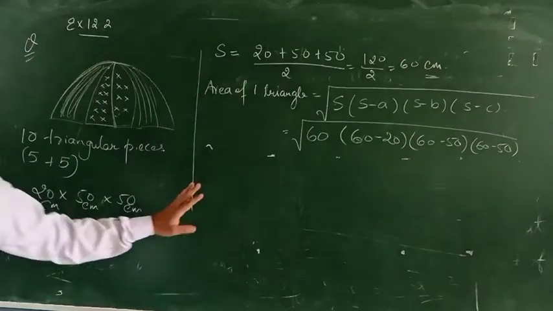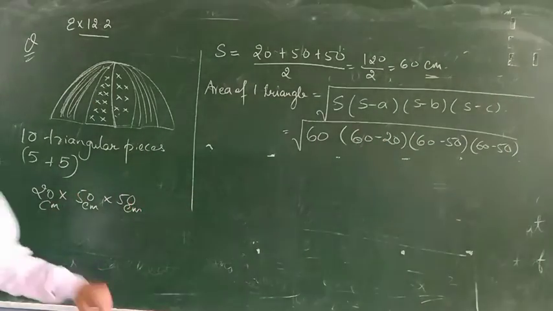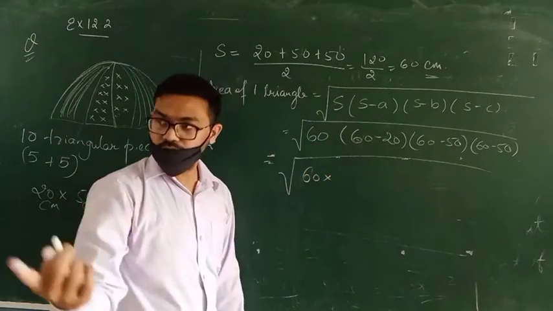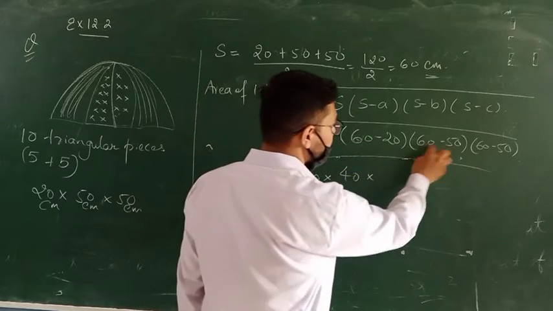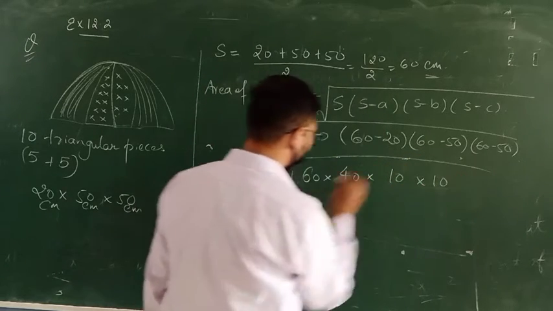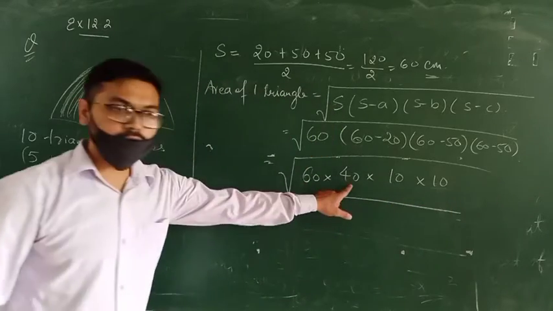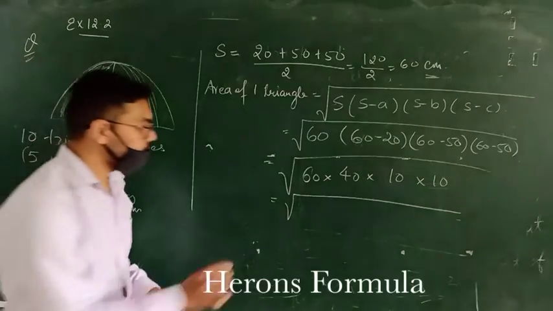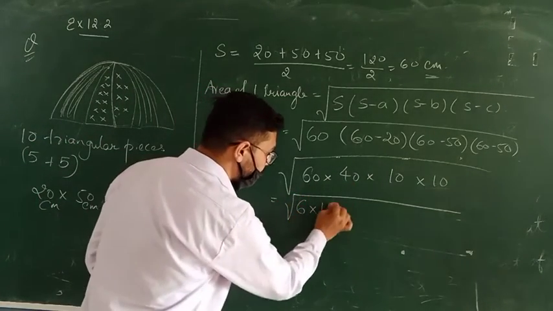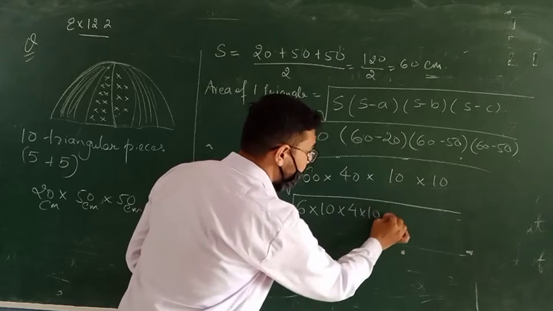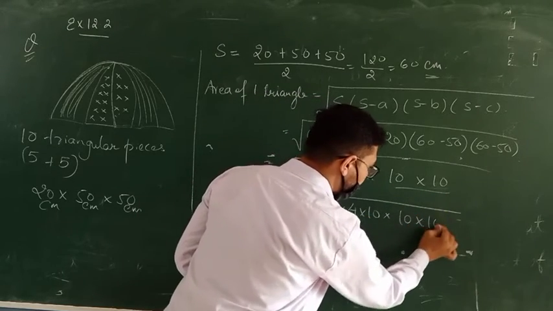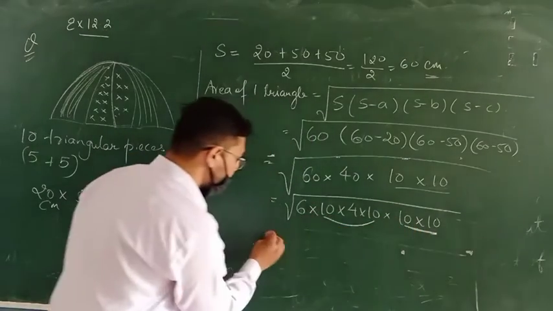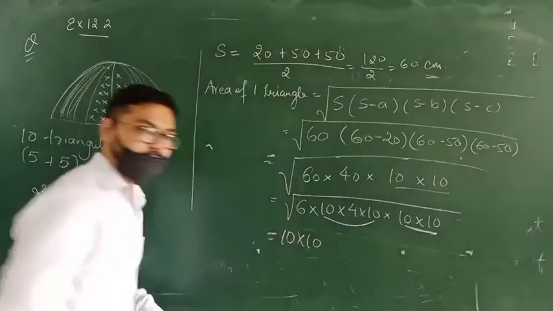Any doubt till this point? So this is 60 as it is. 60 minus 20 will give you 40. So this is 40, and this is 10 and 10. Now 60 into 40 can be written as 6 into 10, 4 into 10. Please don't write while I am teaching, just for you only, not for me. And these two 10s, I already have one pair of 10, so now I have two pairs of 10. One pair is this one and the other is this one. So can I take these two 10s out from this square root?